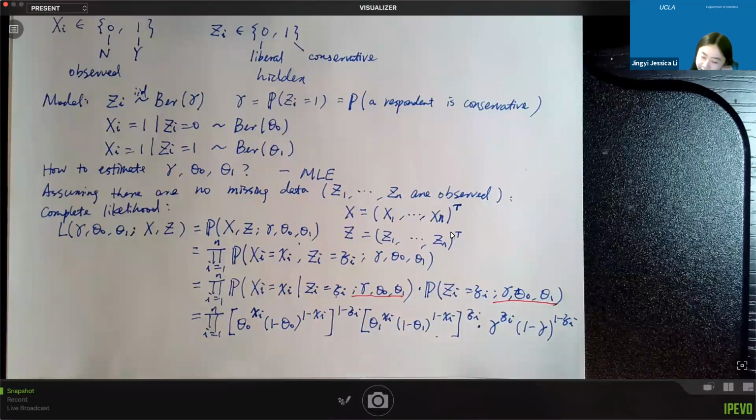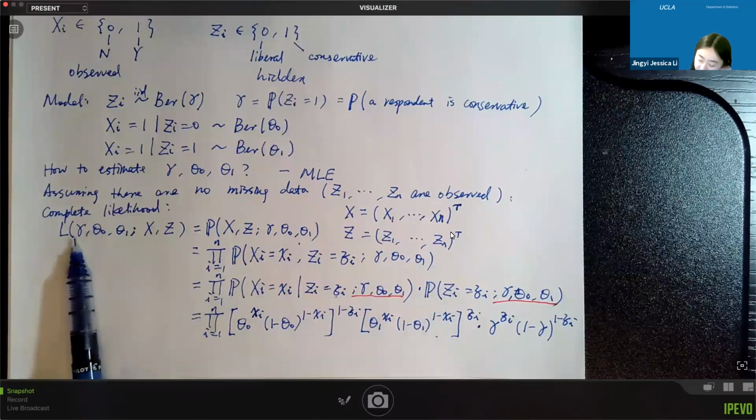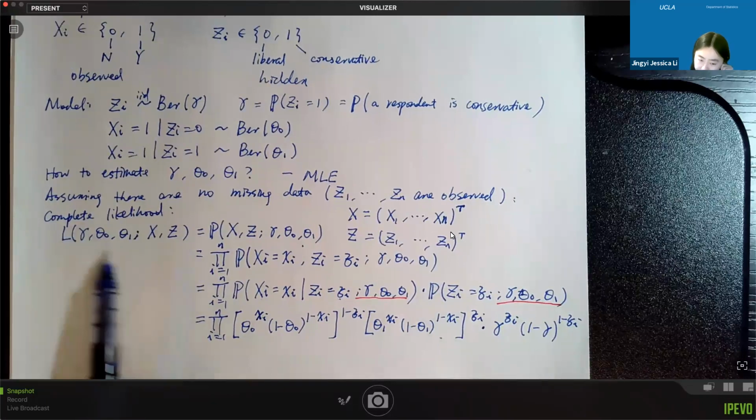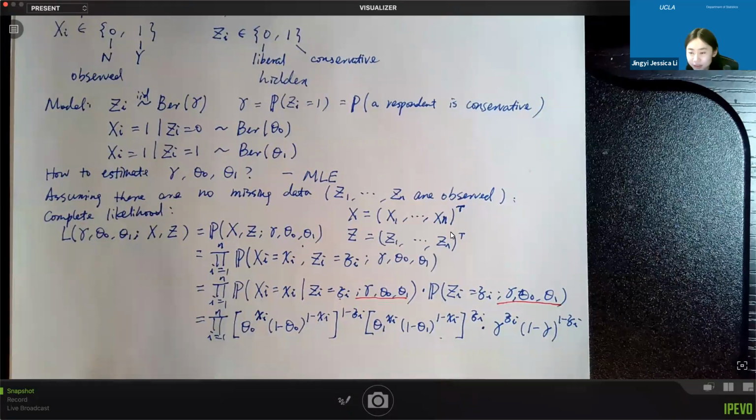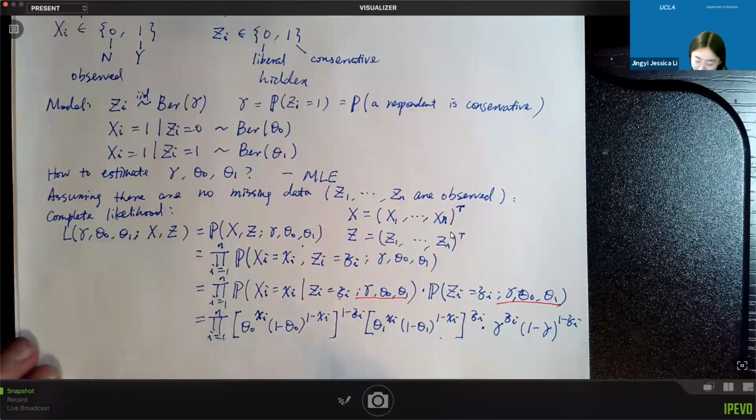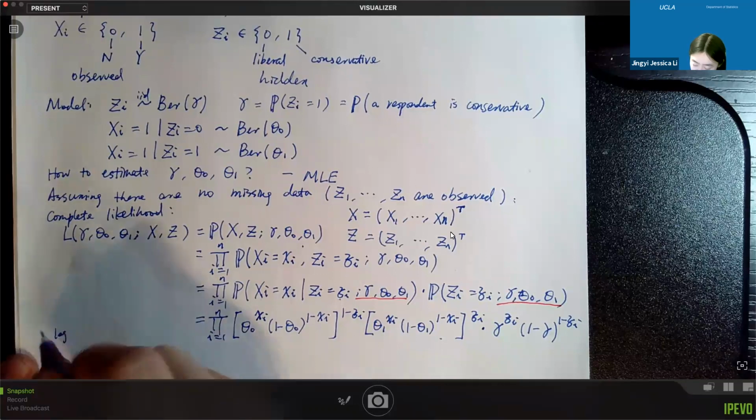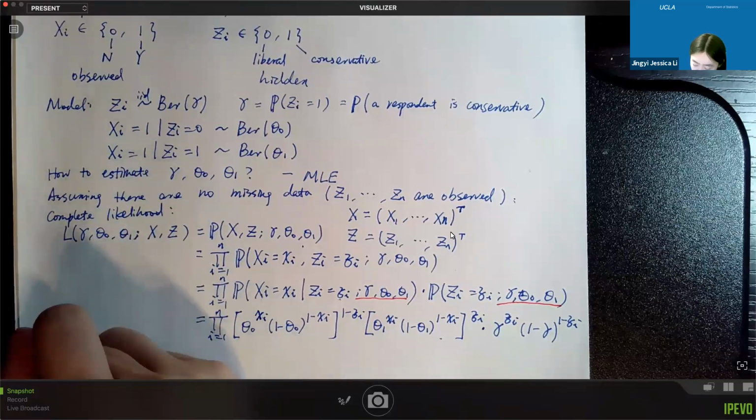Okay, so that's our likelihood. That's exactly what our likelihood is. And then to find the parameter values for gamma, theta 0, and theta 1 to maximize this complete likelihood, our usual approach is to take a log of the likelihood and call that the log likelihood. The reason for doing so is that we can change the product to a sum and we can move the power down as multipliers. So that can make things a lot easier for us. So I'll just write that down directly, after taking the log of the complete likelihood. I'll call that the complete log likelihood.